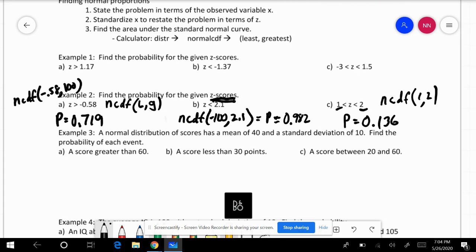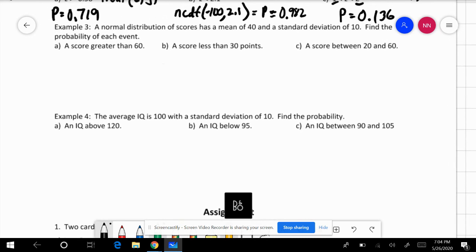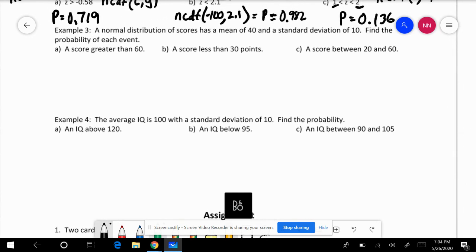Now what we're going to do is we're going to look when instead of a z, what we have is an x. So notice that an IQ above 120, that would be x is greater than 120. Now, in order to convert it into a probability, we need to use our formula. Z equals x minus the mean divided by the standard deviation. So we're taking our x value and we're converting it into a z value using the formula.